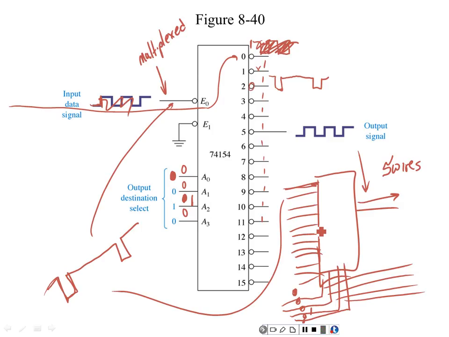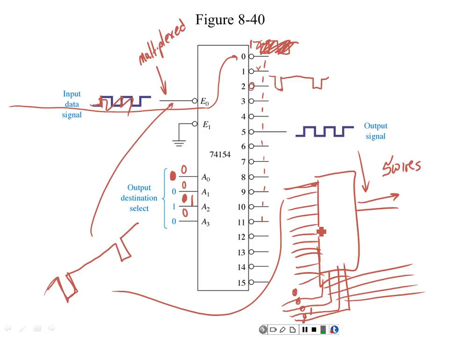But we're sending 16 signals on how many wires? 5 wires. Now how can we send 16 signals on 5 wires? We don't send them at the same time. This is called time domain multiplexing. And what did we just do? We saved 11 wires.